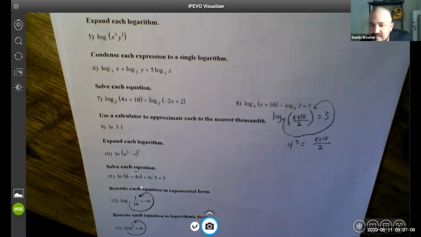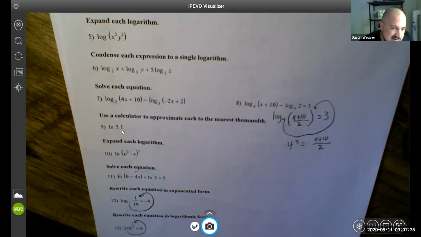In number 8, since it's subtraction, we're going to change it to division when we're condensing. X plus 10 goes over 2. And then we use the swoosh method. 4 to the third power equals x plus 10 over 2. You would find 4 to the third power was 64. So you get 64 equals x plus 10 over 2. Then you multiply by 2 and then subtract 10. So very basic process after you get the swoosh method.